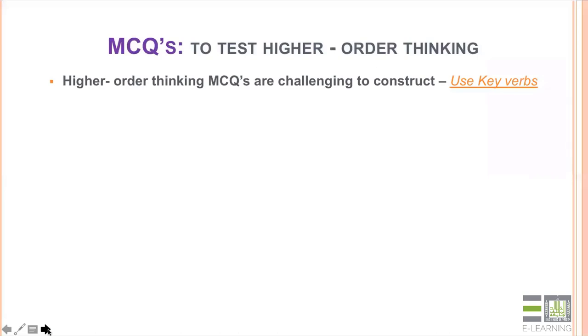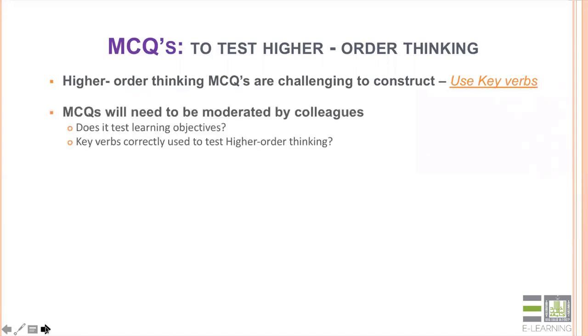One thing to remember is that constructing higher order multiple choice questions can be challenging, it can be time consuming, but what I have found is that when you're using key verbs from the learning objectives, like I showed in that table, use the key verbs to help you, so you'll be able to distinguish which learning objectives require lower level thinking and which learning objectives require higher order thinking. The key verbs within the learning objectives should be able to help you identify what levels to structure your multiple choice questions.